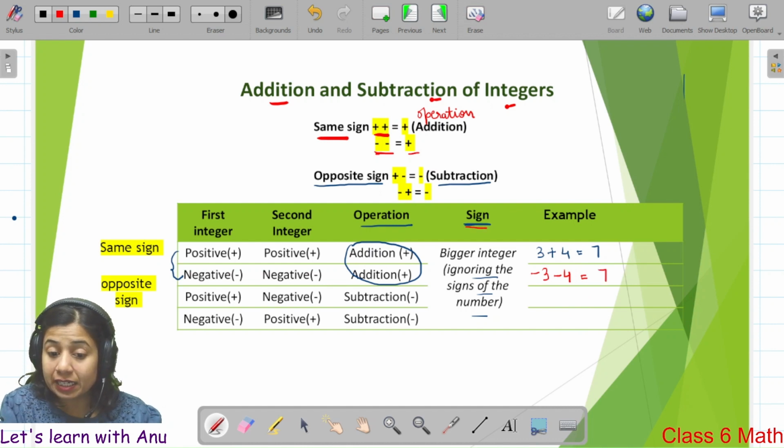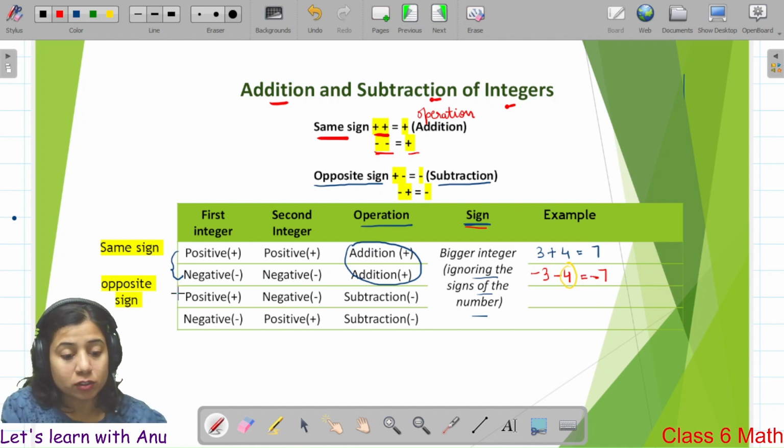But the sign is also to be considered, right? Because we know that integers are not just any numbers. They are numbers with sign. So the sign will be of the bigger integer. Which one is bigger, class? We know that 4 is bigger. What is the sign of 4? It is negative. So it is minus 7.